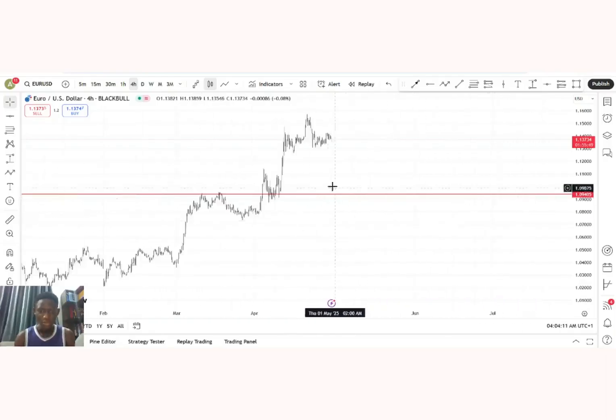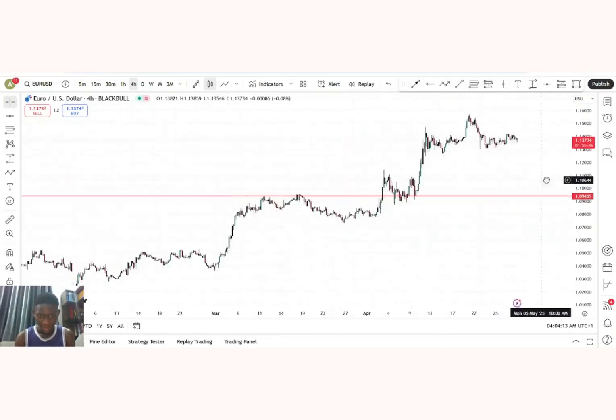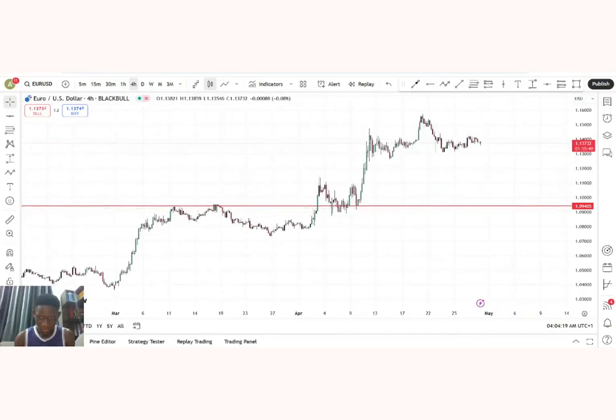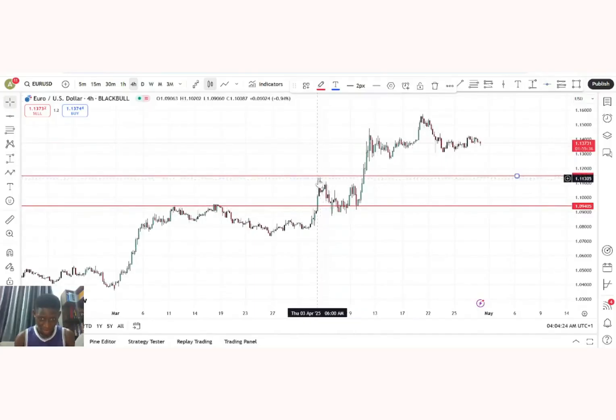So as the market broke it, what do you do? You wait for a retest. The market broke it, you wait for retest, and then you took your trade up. So now, on this 4 hours, this is a kind of zone again. The market broke out from this zone, so what do you do? You wait for a kind of retest to this zone.